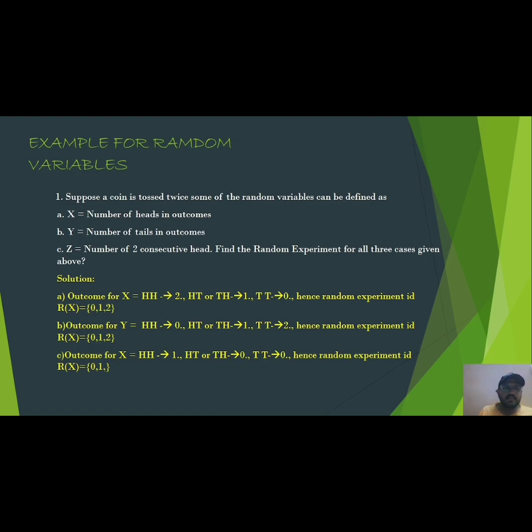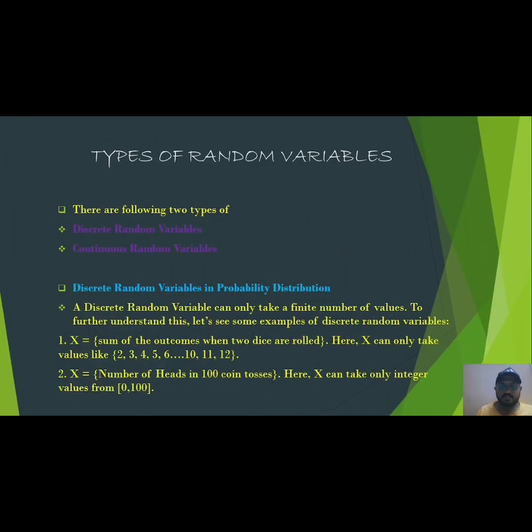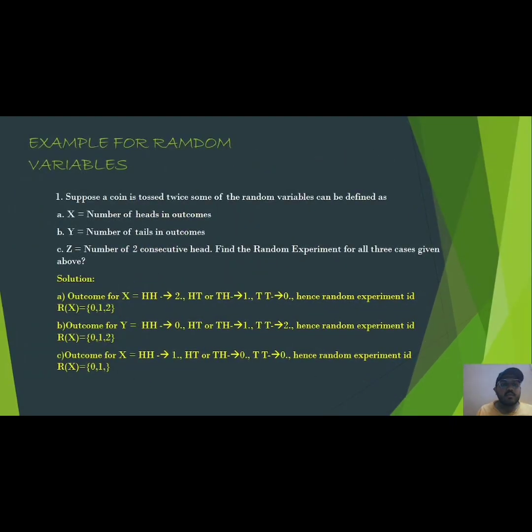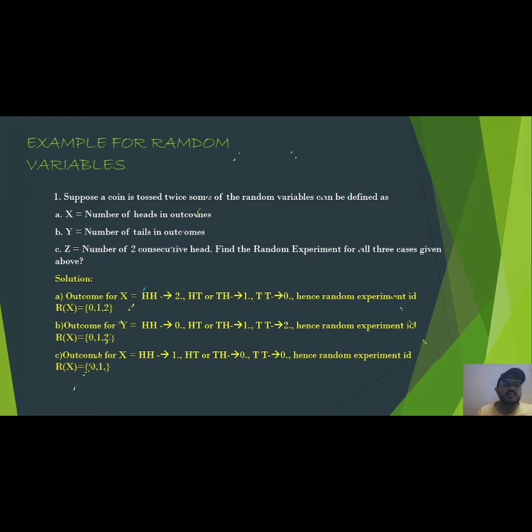Examples of random variables. Suppose a coin is tossed twice. Some of the random variables can be defined as x equal to the number of heads in the outcome, y equal to the number of tails in the outcome, and z equal to the number of two consecutive heads. Find the random experiment outcomes for all three cases given above. Here is the solution. Outcome of x is equal to HH, and as you see here is the solution.